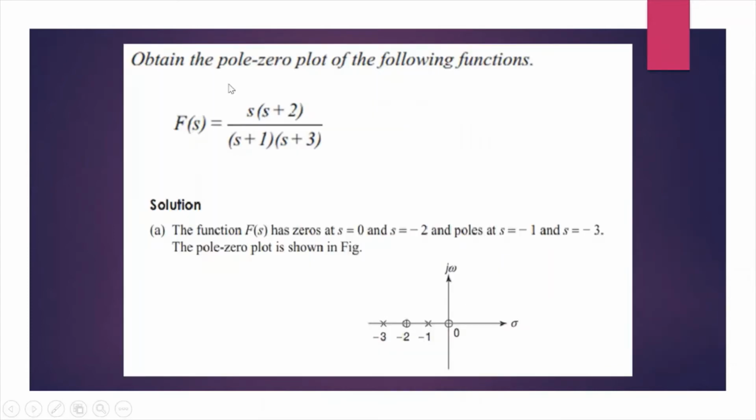So we'll try to obtain the pole zero plot for this function, that is s into s plus 2 by s plus 1 into s plus 3. You can see here that this is the S-plane and it has sigma and j omega as the axes, and our function given in the question has two poles, that is -1 and -3. So we'll mark them by crosses, and also we have two zeros, that is 0 and -2. So they will be marked by circles. So this is called a pole zero plot.